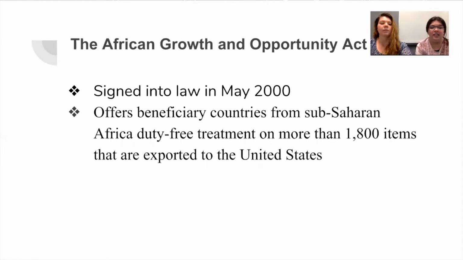And now for the African Growth and Opportunity Act. It was signed into law in May 2000, and it was intended to offer beneficiary countries from sub-Saharan Africa duty-free treatment on more than 1,800 items that are exported to the United States. The program provides duty and quota exemptions on their exports of textile and apparel products to the United States market.